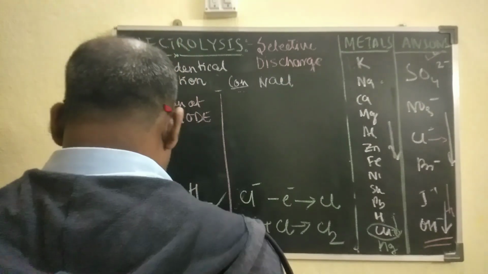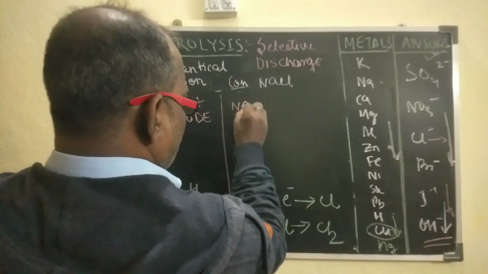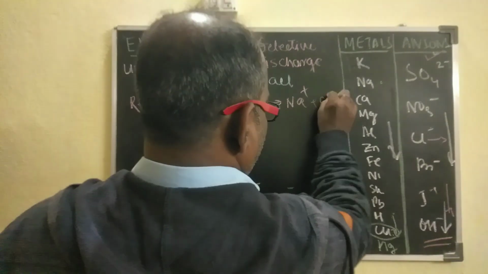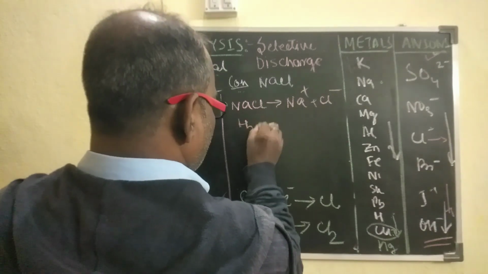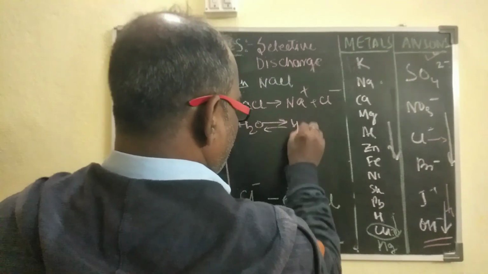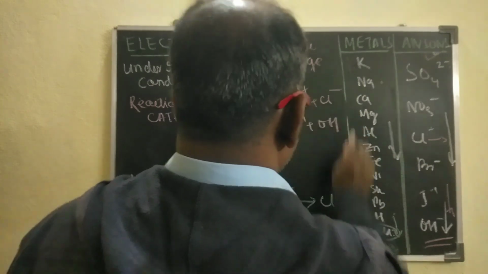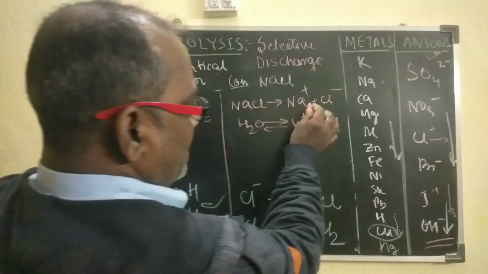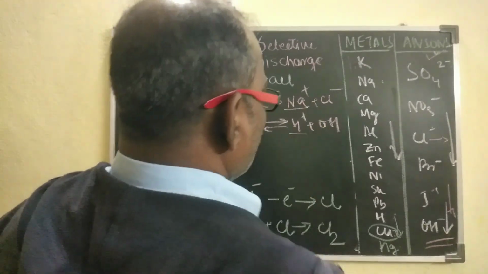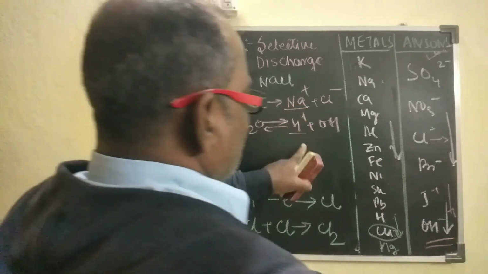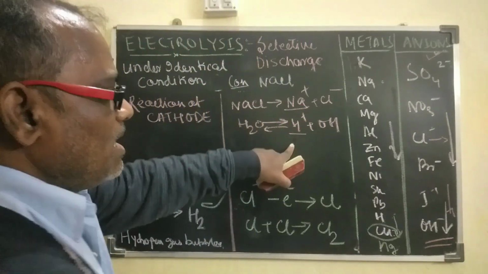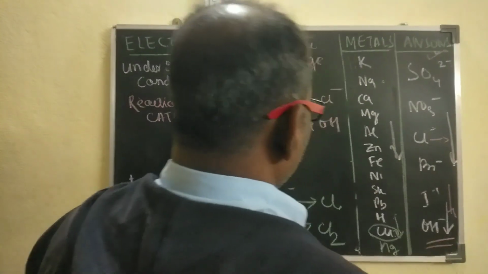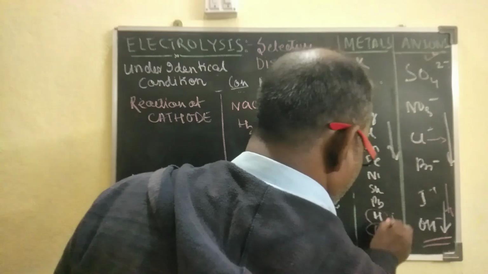Then what kind of reaction can we see here? The reaction is NaCl gives Na plus and Cl minus, then H2O gives H plus and OH minus. Now the solution here is concentrated. So the cations are sodium and hydrogen. Though sodium has more concentration than hydrogen, still hydrogen will migrate towards the cathode and get discharged there. Here you can see the position of hydrogen.